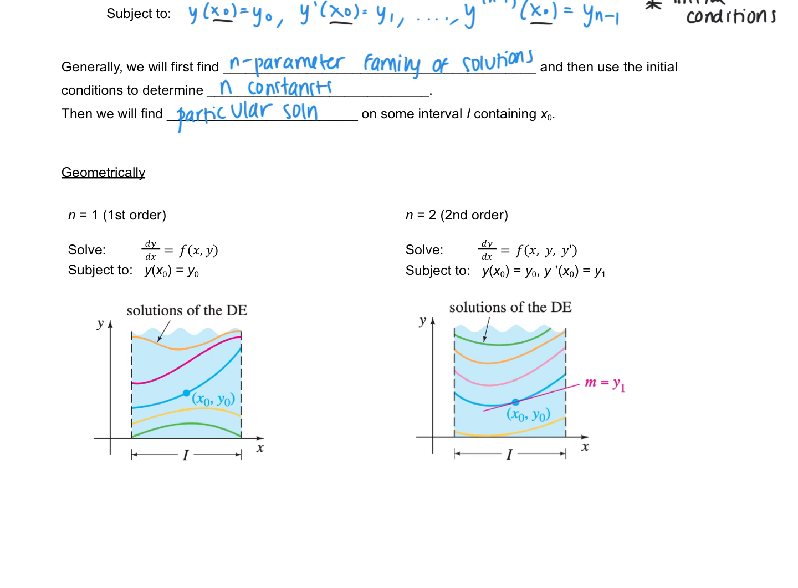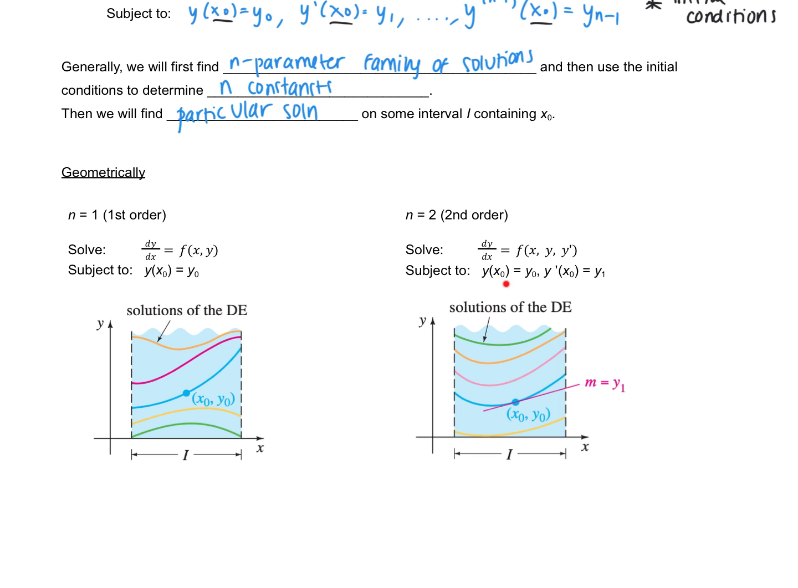Okay, similar idea on the right, with a second order initial value problem. This time we have dy dx, going up to the first derivative. Because we're second order, we're going to have two initial conditions. Again, we would start by solving for the family of solutions, which is all of these. We then need to find the curve that satisfies both of these conditions.